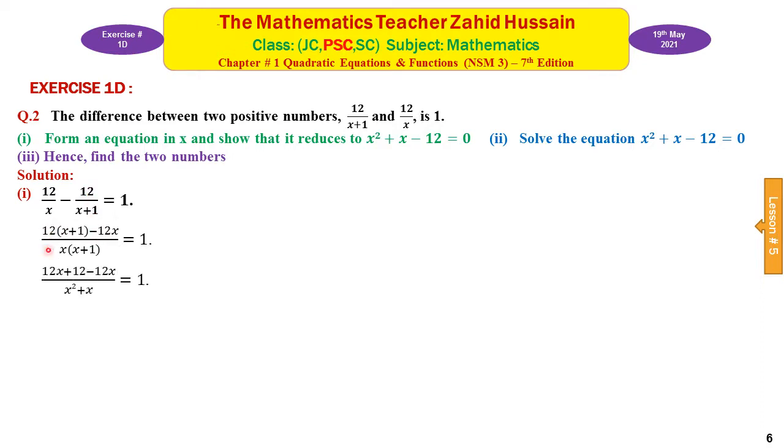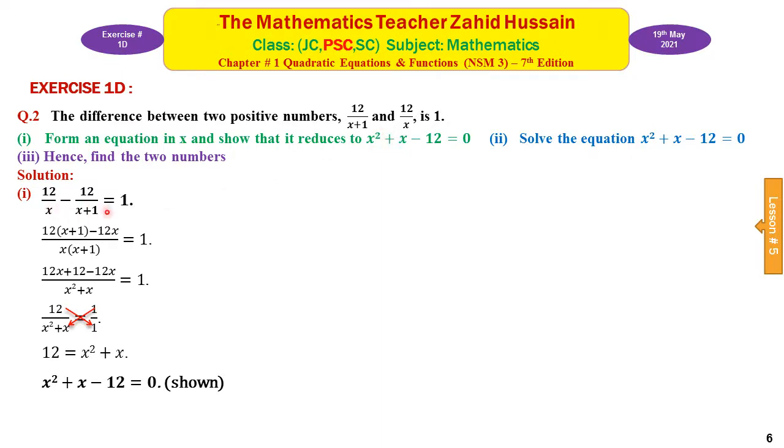Simplify the numerator, removing the brackets: 12x plus 12 minus 12x over x square plus x. 12x is cancelled with minus 12x and we are left with 12 over x square plus x. Now cross multiply to get an equation. When we write this equation in standard form, we get x square plus x minus 12 equal to 0, and this was the equation which we were asked to show in part 1.